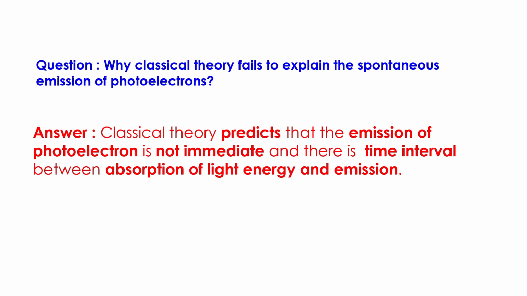Okay, question. Why did classical theory fail to explain the spontaneous emission of photoelectrons? The answer is that classical theory predicts that the emission of photoelectrons is not immediate and there is a time interval between absorption of light energy and emission. Okay, that's all for part A.